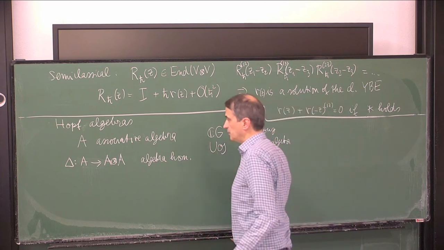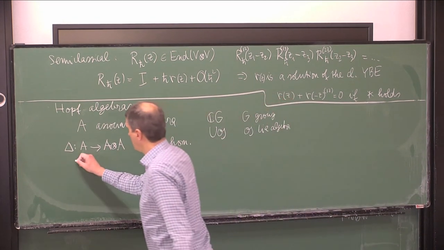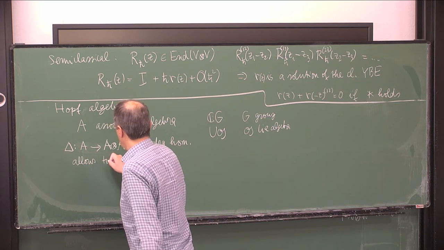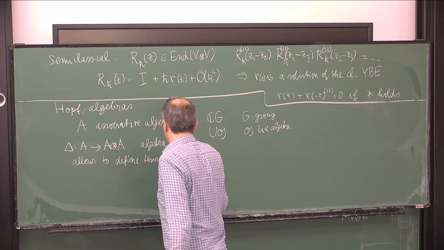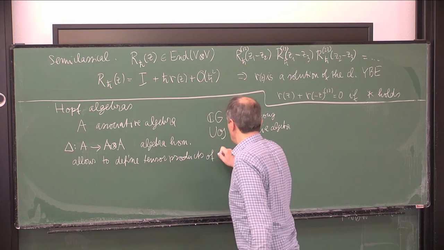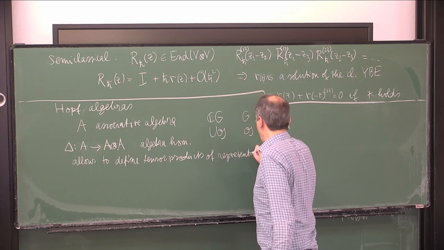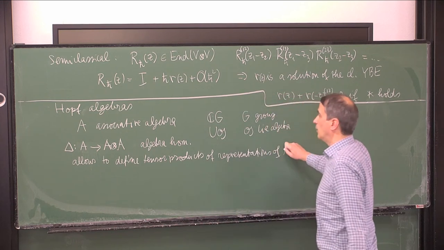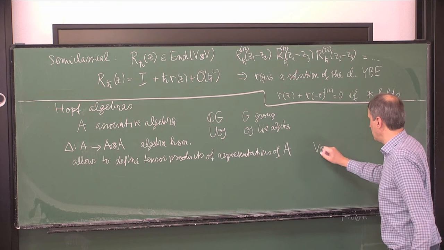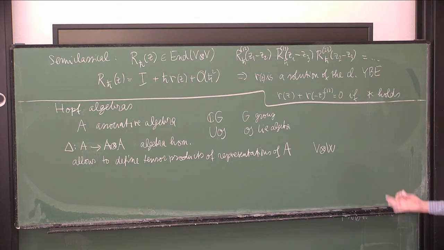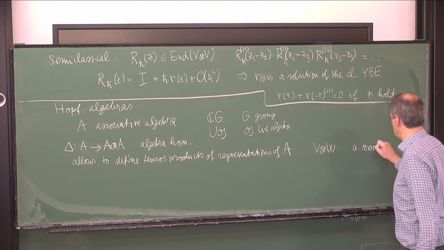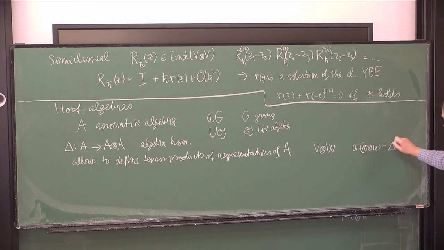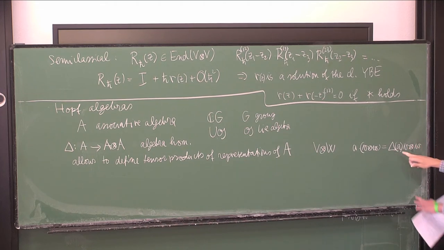And you have a few other things, but also this allows you to define tensor product representations of A. If you have V tensor W, where V and W are representations, so you have an action of A, then you can act on a tensor product by acting with the coproduct, and the coproduct acts on the two elements.